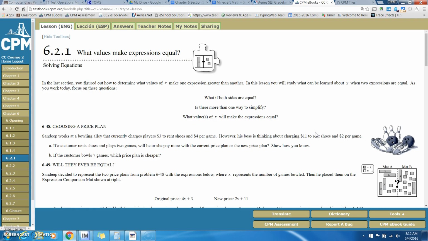So I'm going to go ahead and read the intro for you. In the last section, you figured out how to determine what values of x make one expression greater than the other. In this lesson, you will study what can be learned about x when two expressions are equal. As you work today, focus on these questions. What if both sides are equal? Is there more than one way to simplify? What values of x will make the expressions equal?